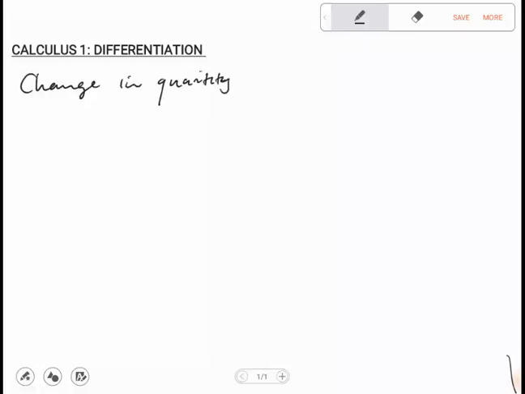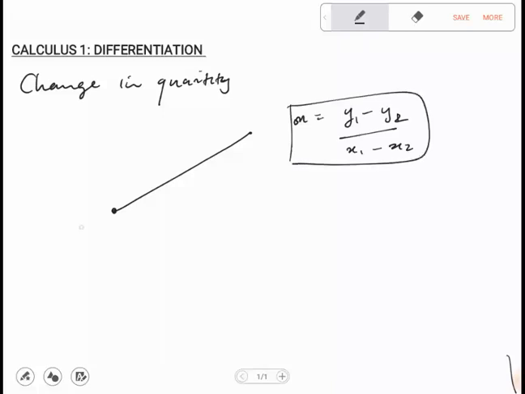Now, when we talk of differentiation, we are just talking of the gradient of a curve. You've been finding the gradient of a straight line, where m equals (y1 minus y2) divided by (x1 minus x2). Now, this is a formula for a straight line. What happens when you're given a curve and they ask you to find its gradient? This is where calculus comes in, called differentiation.